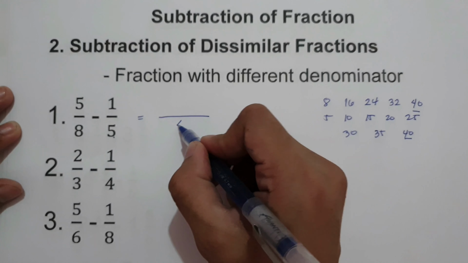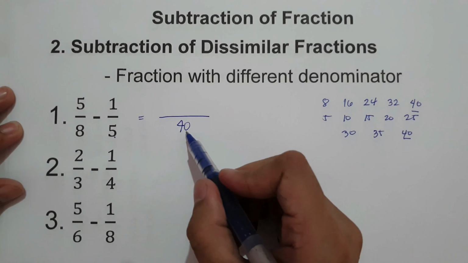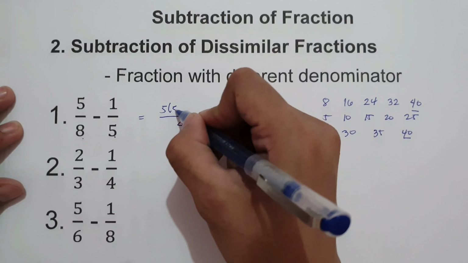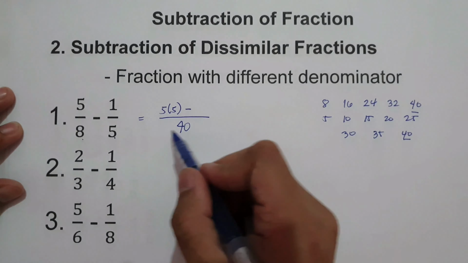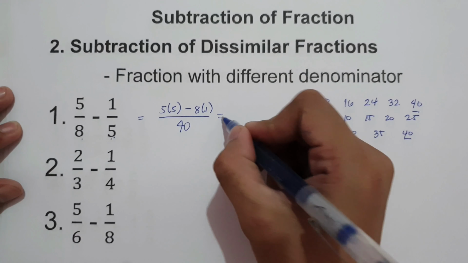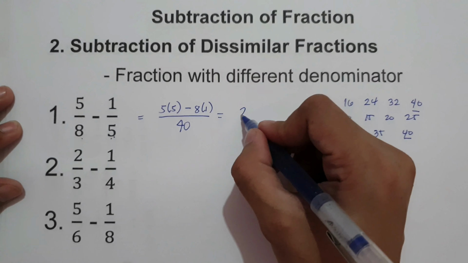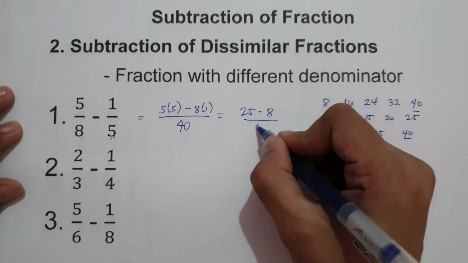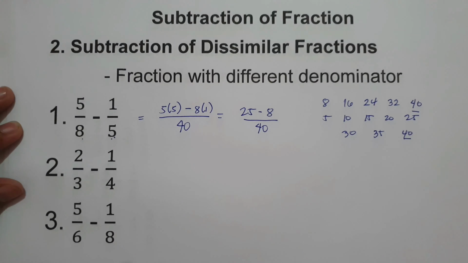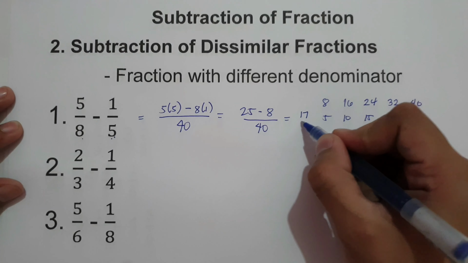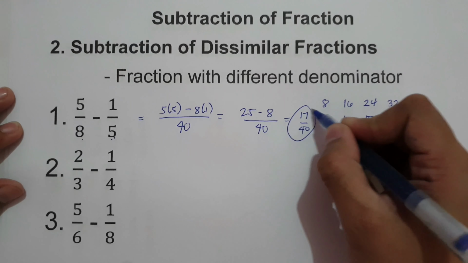So we're going to have 40. And then 40 divided by 8 is 5, times 5. Minus 40 divided by 5, that is 8, multiplied by 1. 5 times 5 is 25. Minus 8 multiplied by 1 is 8, over 40. Now, 25 minus 8 is 17 over 40. So this will be our answer.